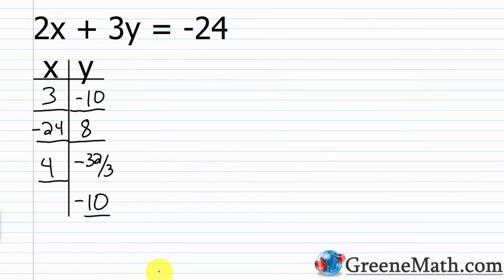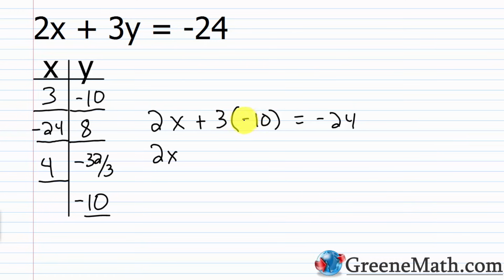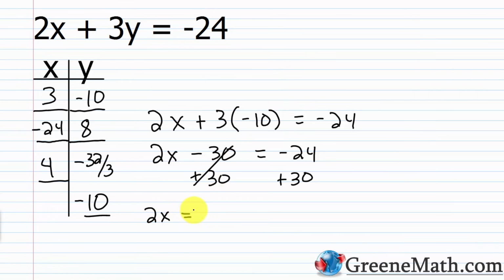All right, for the last one we're going to look at, we're given a y value of negative 10. So we have 2x plus 3 times, I'm plugging in a negative 10 for y, is equal to negative 24. So we then would have 2x, 3 times negative 10 is negative 30, so minus 30, equals negative 24. I'm going to add 30 to both sides of the equation. That's going to cancel. I'll have 2x is equal to negative 24 plus 30 is going to be 6.